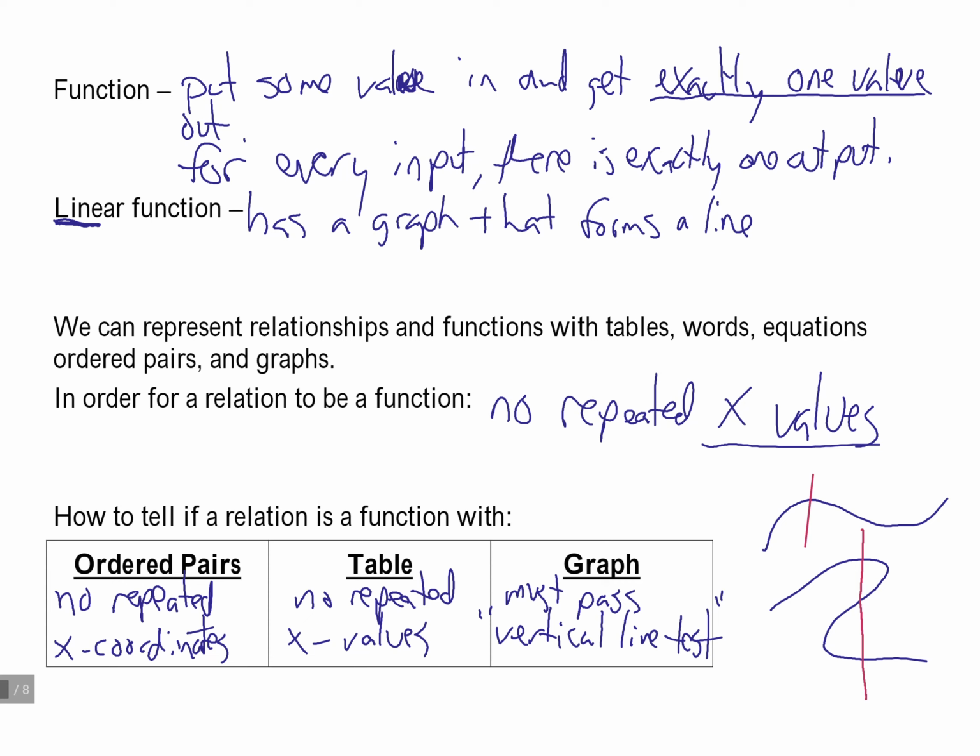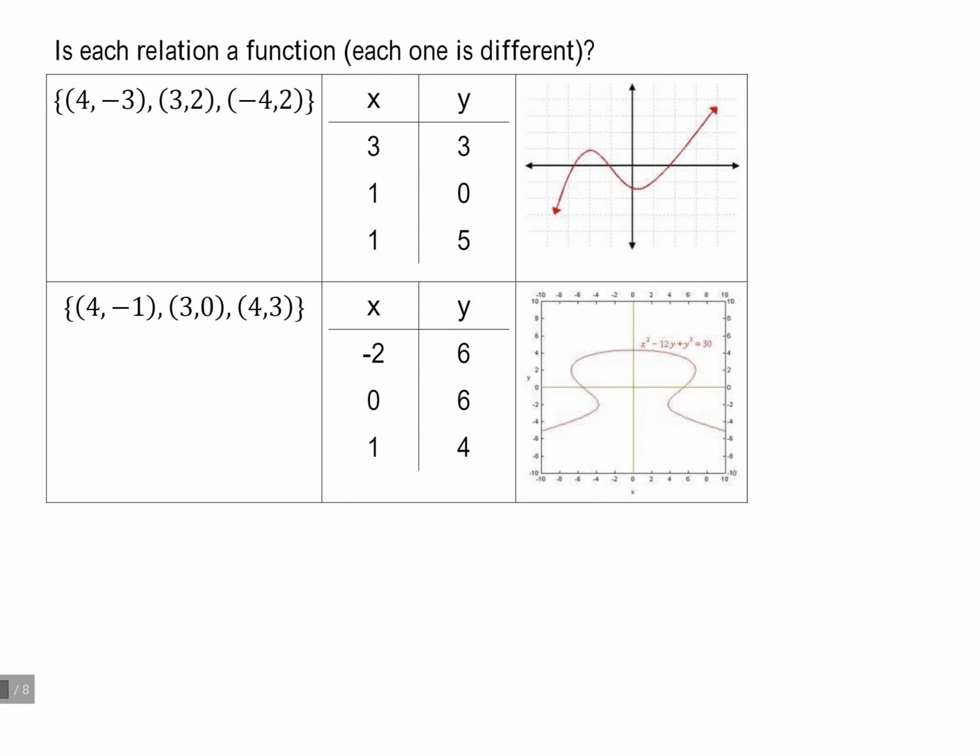Okay, so we're going to now apply these to some examples and see if we can figure out what's a function and what's not. So here we go. Is each relation a function? There's 6 different examples here. Each one of these is different, okay? So let's take a look at the first one. We have 4, -3, 3, 2, -4, 2. Is this a function? So this is a set of ordered pairs.